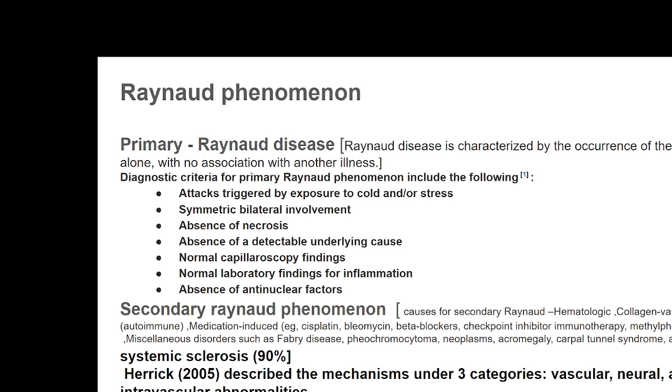Either there could be abnormalities related to the constitution of the blood, hematologic conditions like disseminated intravascular coagulation or thrombocytosis, etc., or collagen vascular disorders like autoimmune disorders, and among them systemic sclerosis and SLE are the most common causes. About 90% of the patients of secondary Raynaud's phenomenon would have SLE as the basic cause. And the other causes could be drugs.